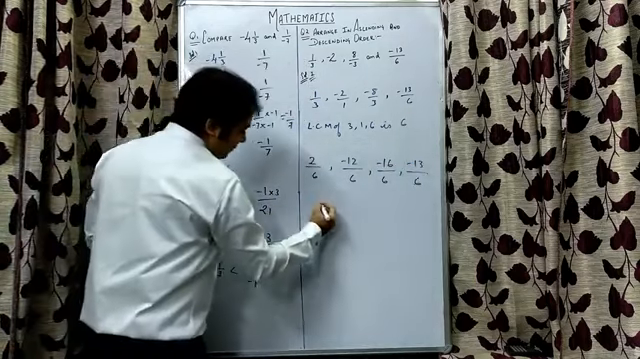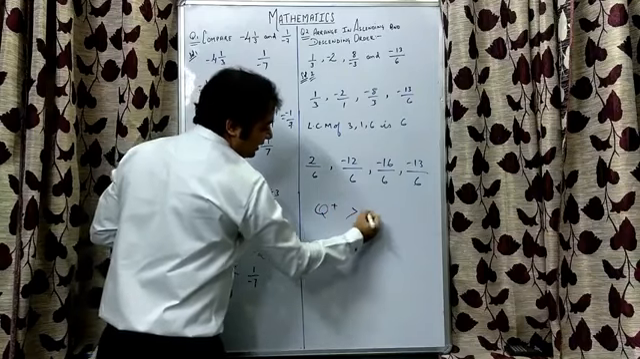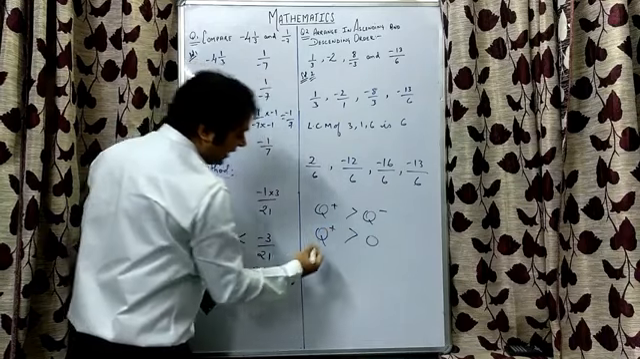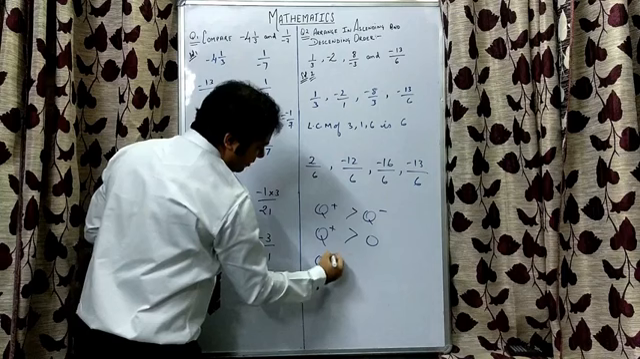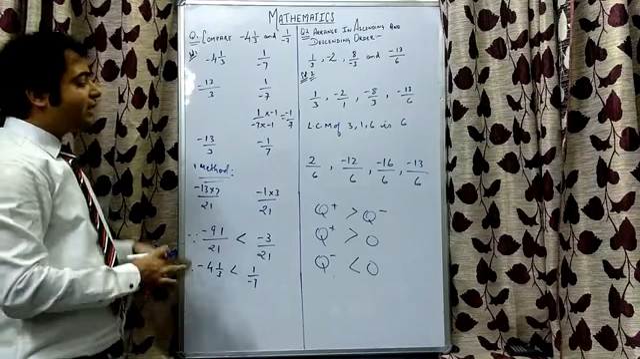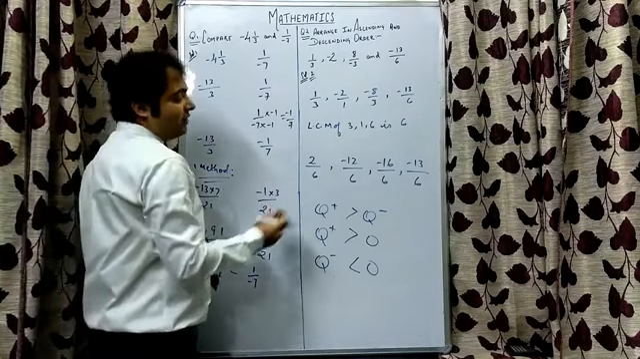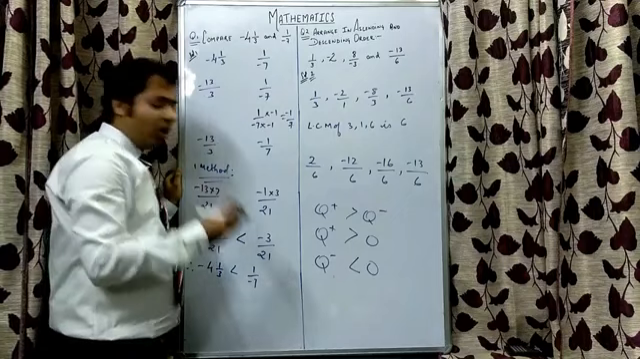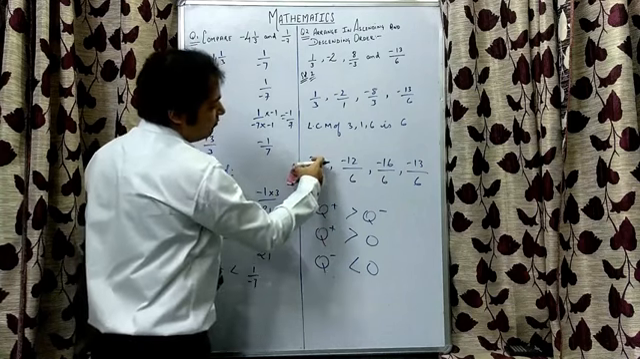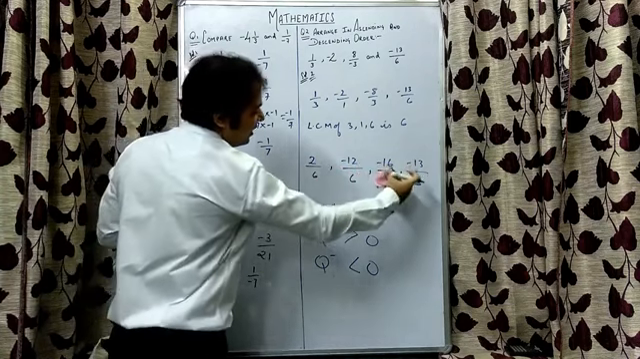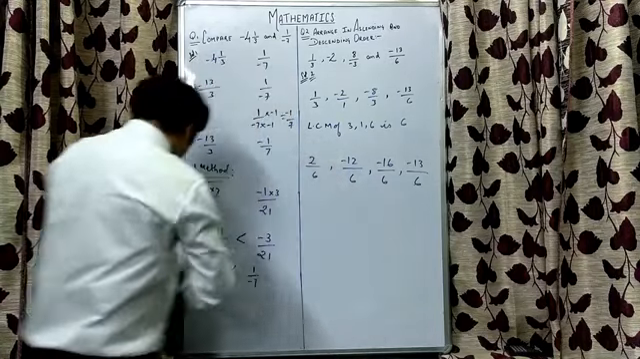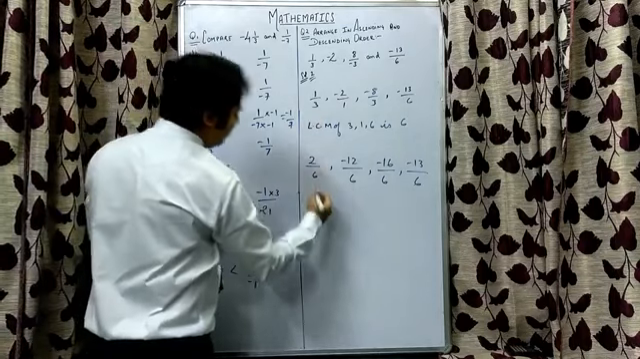As we already know, positive rational numbers are greater than negative rational numbers. Positive rational numbers are greater than 0 and negative rational numbers are less than 0. So we will keep these 3 points in mind while we are arranging the given rational numbers in ascending or descending order. Right? These 3 points have to be taken care of. So now we have got positive, negative, negative. One positive rational number is there and 3 negative rational numbers are there.